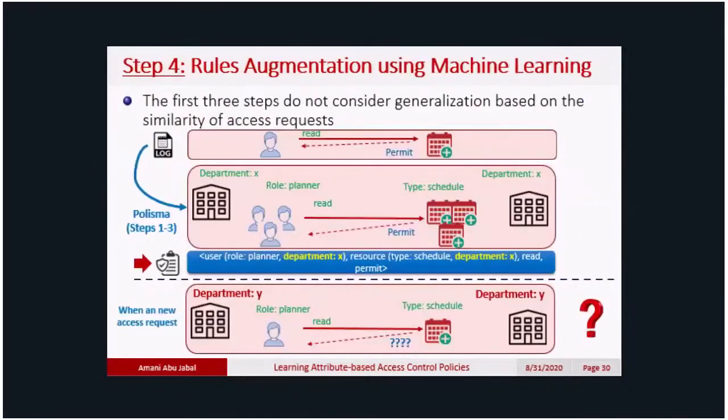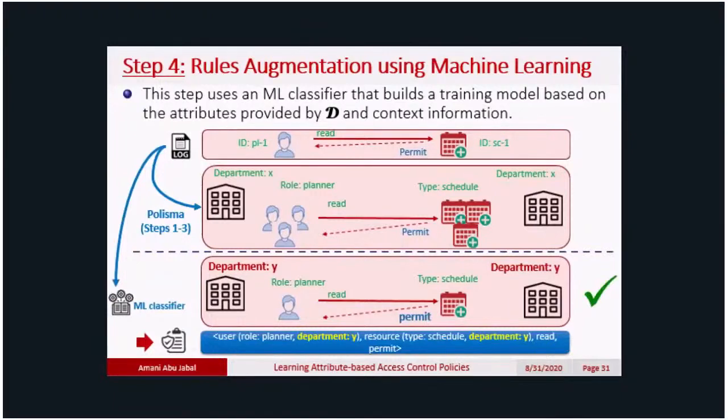The fourth step, rules augmentation using machine learning. Until now, the first 3 steps consider the semantic and attribute information, but not the similarity between the access requests. This step uses a machine learning classifier that builds a training model based on the attributes provided by the decision example dataset and context information.